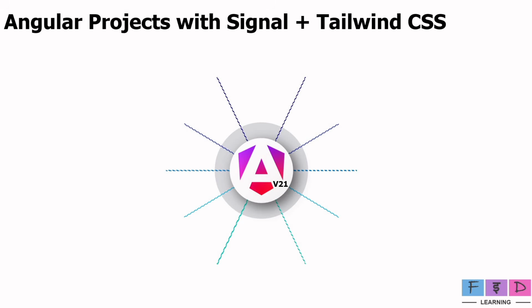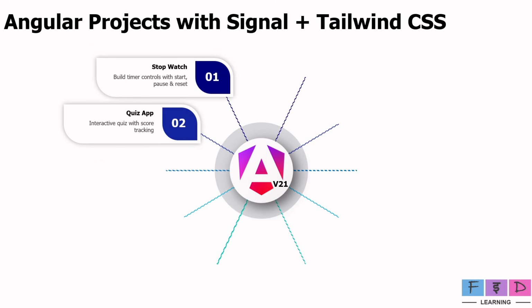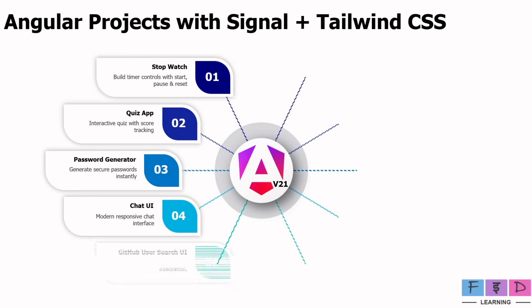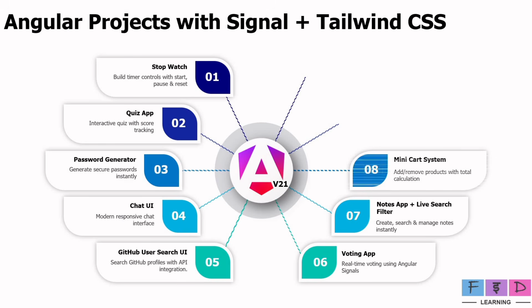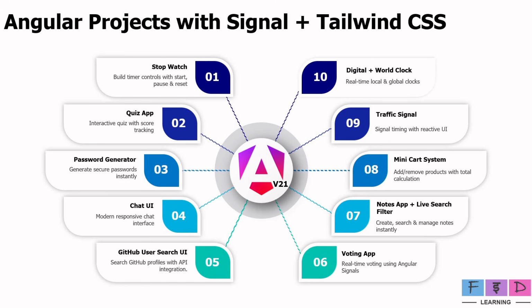We will cover a lot in this video. So now let's take a look at the 10 Angular mini projects we are going to build in this video one by one. First, we will build Stopwatch, then Quiz app, then password generator, chart UI, GitHub user search UI, then voting application, then notes app with live search filter, mini card system, traffic signal, and last, digital plus world clock application.